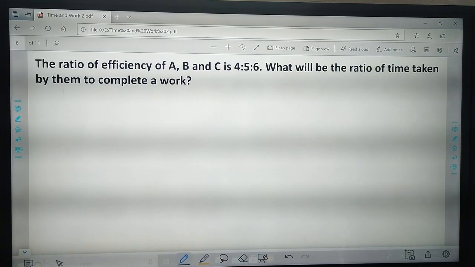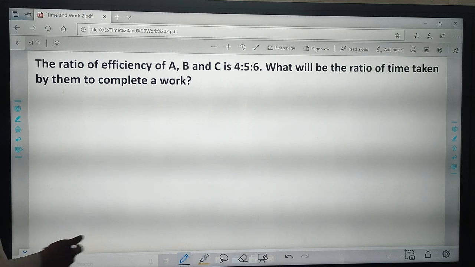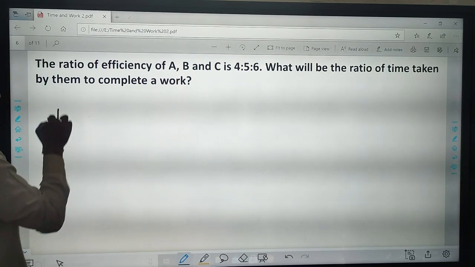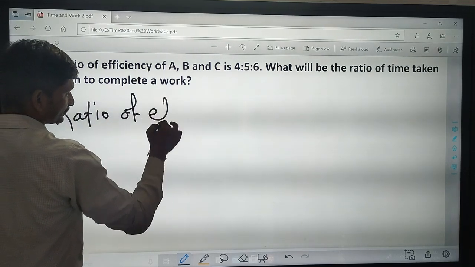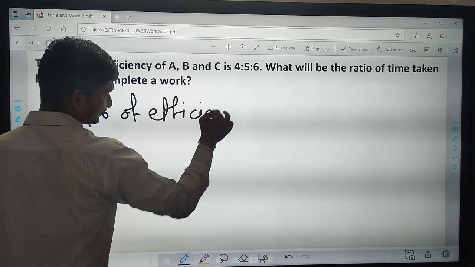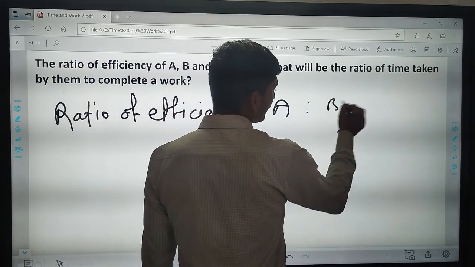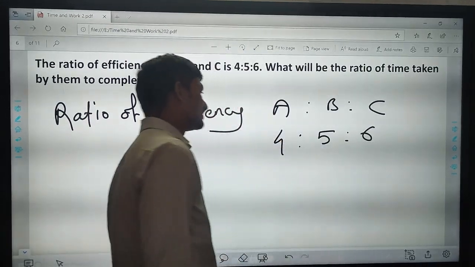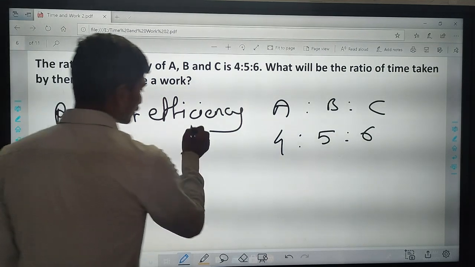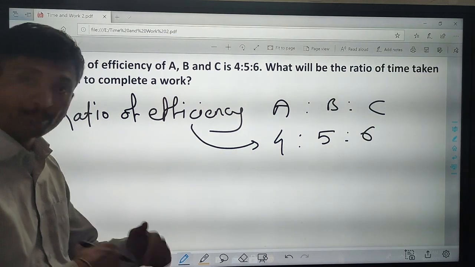Now next. Here the ratio of efficiency of A, B, C is 4:5:6. What will be the ratio of time taken by them to complete the work? The ratio of efficiency of A to B to C is 4:5:6. Now we find the ratio of time taken by them to complete the same work.